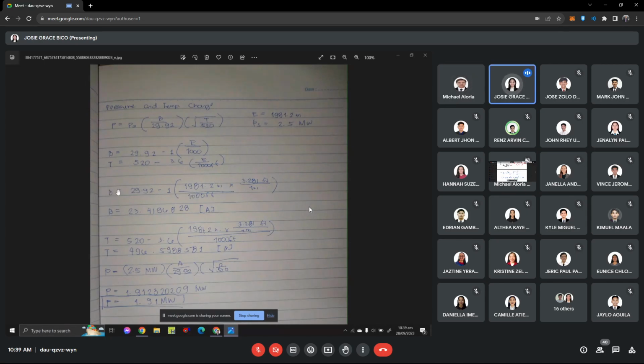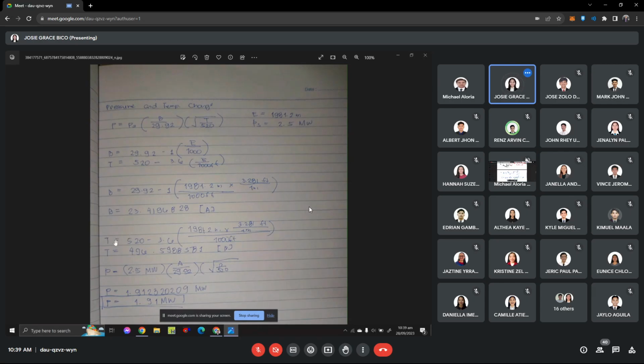Para po sa barometric pressure, ito pong 29.92 minus 1 times elevation over 1,000 feet. Para po makancel yung feet, yung elevation po na given ay i-convert po muna sa feet gamit ang conversion factor na 3.281 feet is 1 meter. Ang makukuha po ay 23.4196828. In-store ko po siya sa A sa calculator.